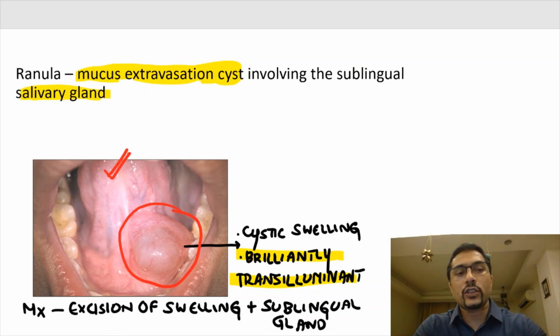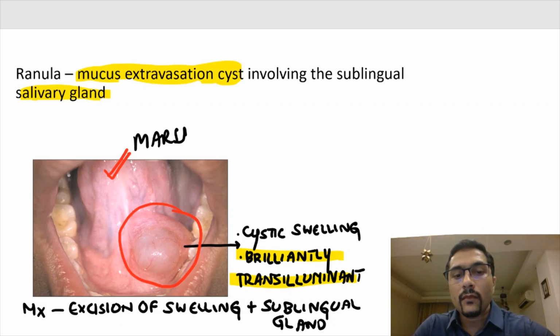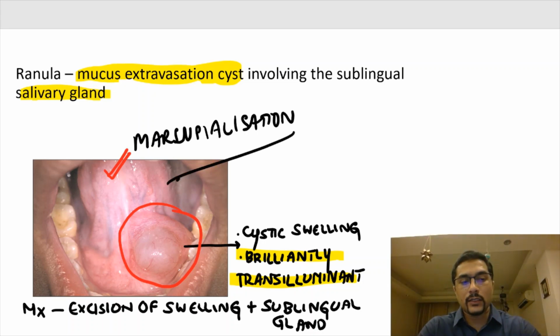Another treatment option for ranula, which has also been asked in the exam, is marsupialization. So this is another treatment option for ranulas. Marsupialization can also be done. Please remember, no incision and drainage for ranula, otherwise there is a high recurrence rate.